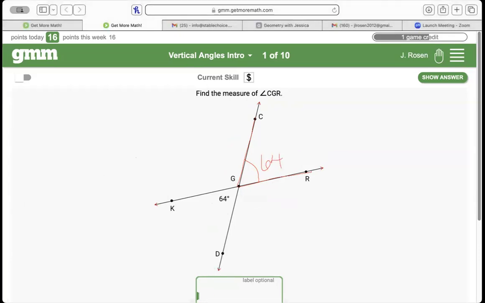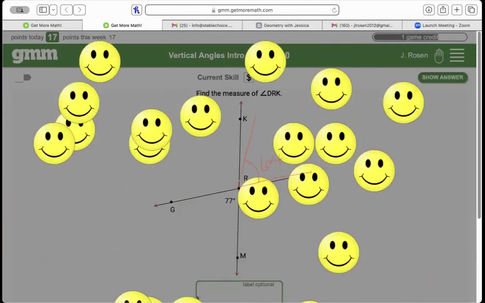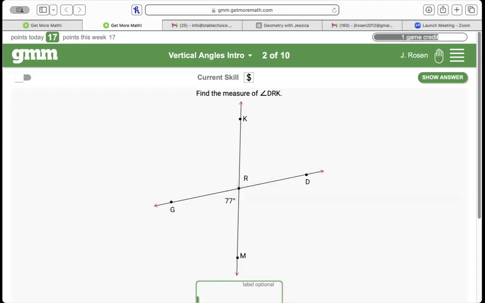Okay, so just being able to identify the vertical angles and know that they're going to be the same exact measurement. That's all this lesson is. But it's a big one. Like, don't blow it off thinking, oh, well, that's too simple, because this is a foundational piece we're going to keep using. Okay, DRK. So DRK is this angle here.